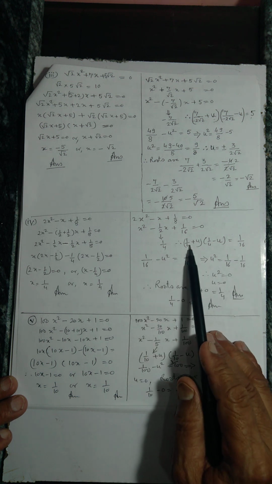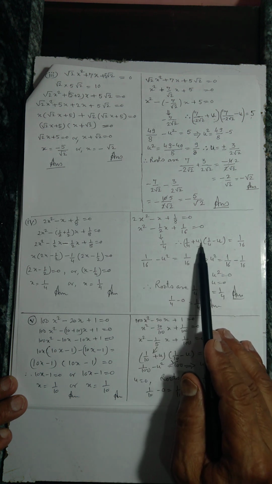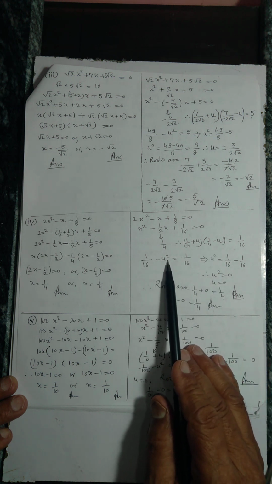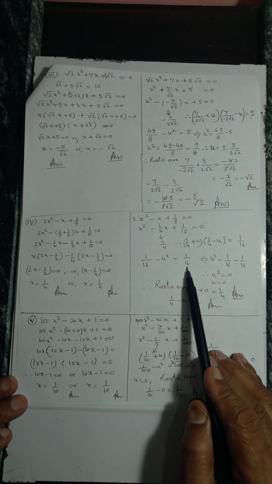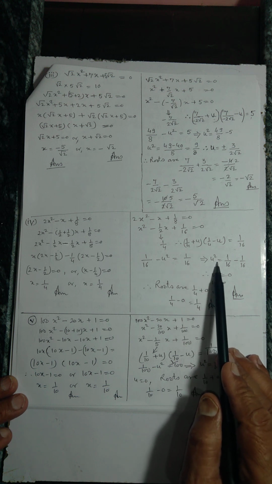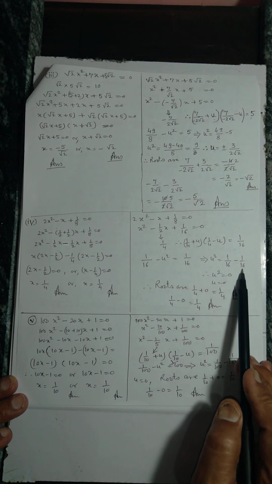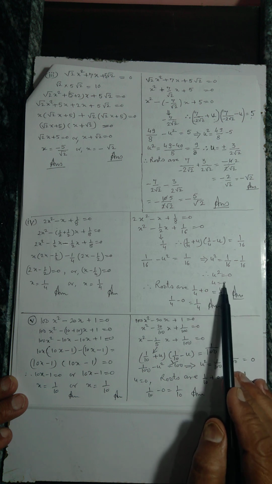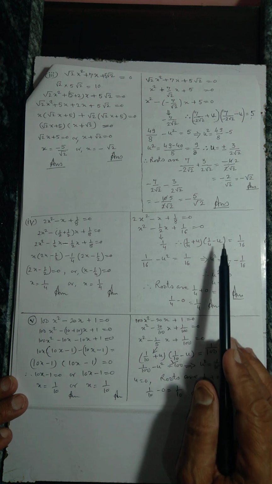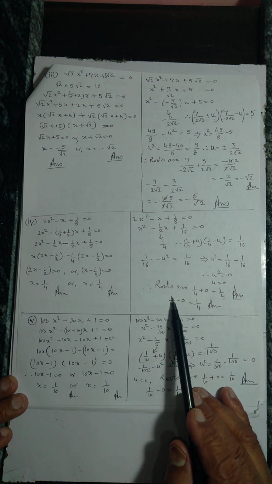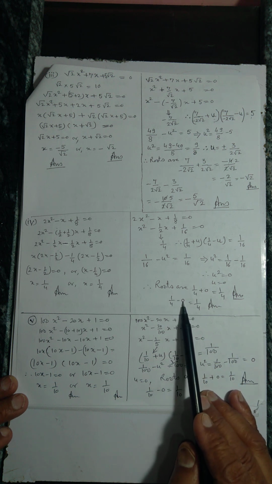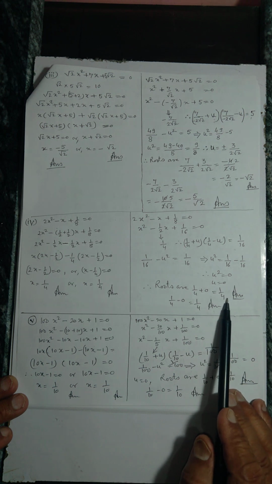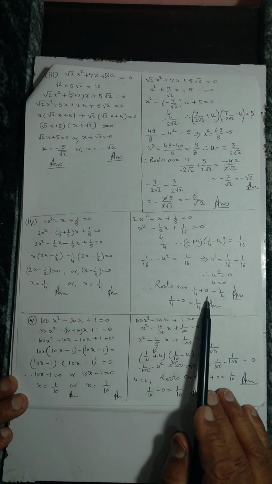So just multiply it, (a plus b)(a minus b) is a square minus b square. So 1 by 16 minus u square should be equal to 1 by 16. So here u square will be equal to 1 by 16 minus 1 by 16, that is equal to 0. So u will be equal to 0. Now put the value of u here and here. You will get 1 by 4 minus 0, that is 1 by 4, and 1 by 4 plus 0, that is 1 by 4. Again you are having the same equal roots here.